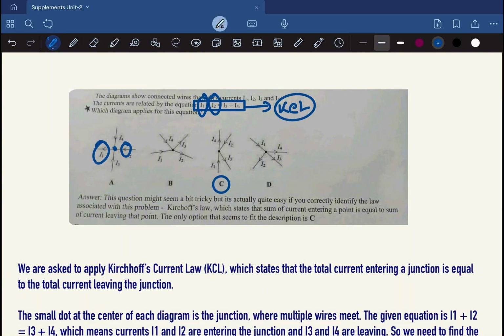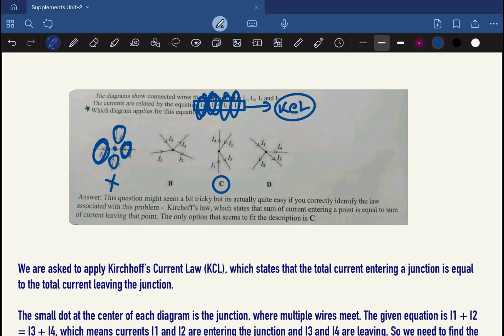So as both of them are different, we can say this is not going to be our answer, because both of them need to be equal. And here L4 and L3 are both going into the junction, but both of them should be leaving the junction, because these two should be going into the junction and these two should be leaving the junction.